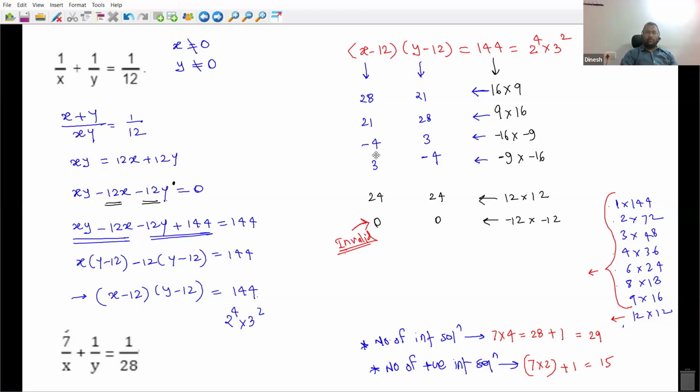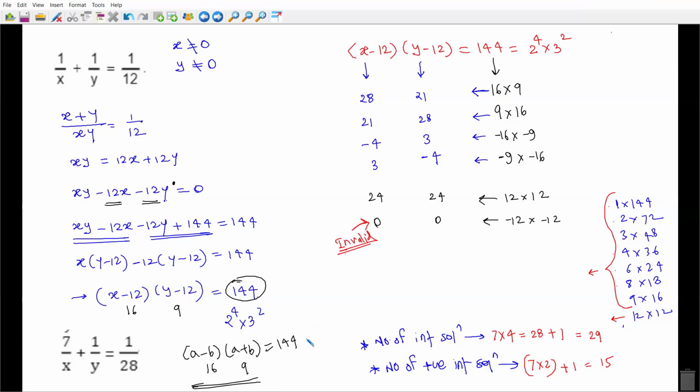Over here, 16 into 9, is this a valid pair or not? The previous and this one are completely different questions. In the previous question, it was a minus b into a plus b is equal to 144. So is 16, 9 possible over here? No, it is not possible. But over here, this bracket is 16, this bracket is 9. Is it possible? Yes, here it is possible. Are you getting the difference? So let's keep both types of questions separate.